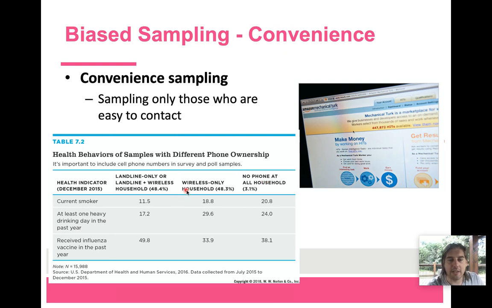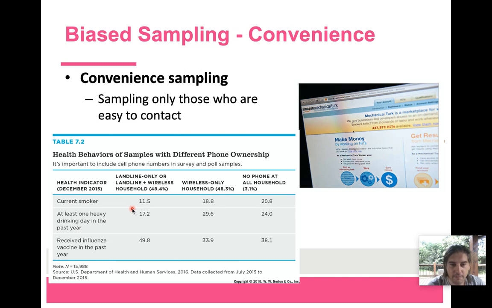So we can see that at the time, this is 2015, the population is basically split almost 50-50 between people who only use a cell phone or have a landline plus a cell phone. There aren't that many people out there who just have a landline anymore. Even my 90-year-old grandfather has a cell phone. He doesn't always keep it turned on, but he's got it when he needs it. Versus only about 3% of households who have no phone at all.